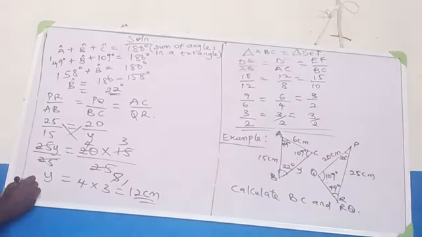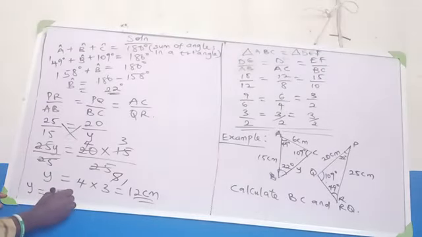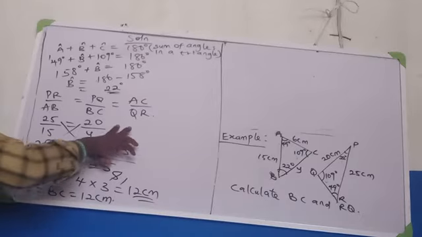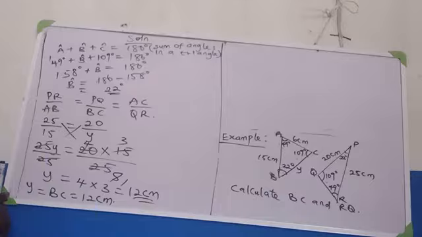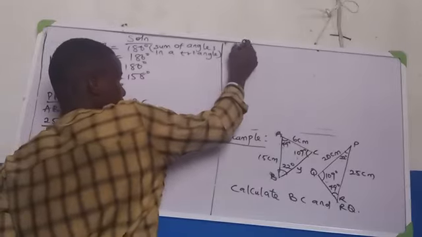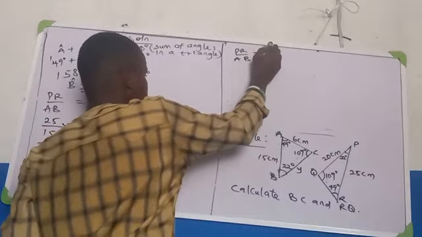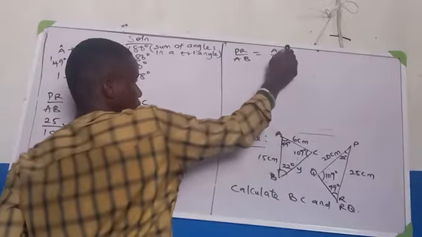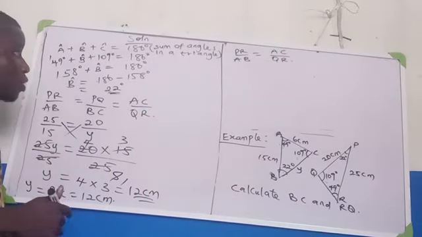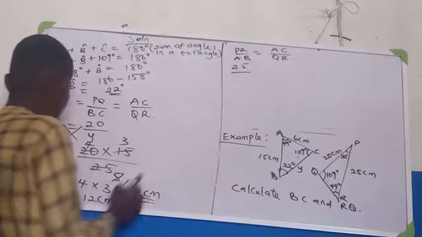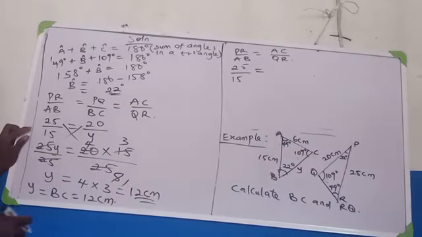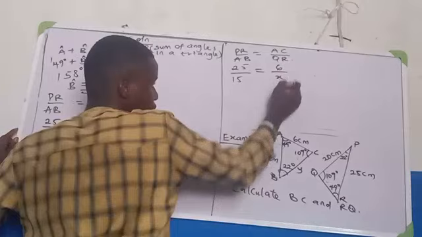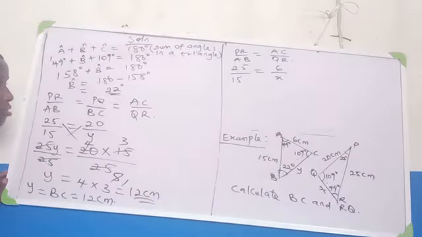So this side, Y, which is BC, is equal to 12 cm. So the next one we're looking for is RQ or QR, same thing, right? Remember, we have this and this already given to us. So I'm going to have PR over AB equal to AC all over QR. So what do I have now? My PR is 25, all over 15, equal to AC, which is 6, all over X. QR is X. You don't know what QR is, so you can call it X.